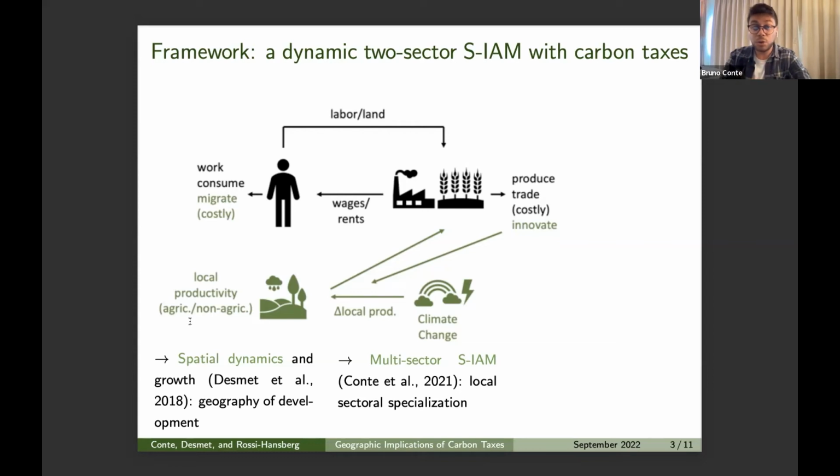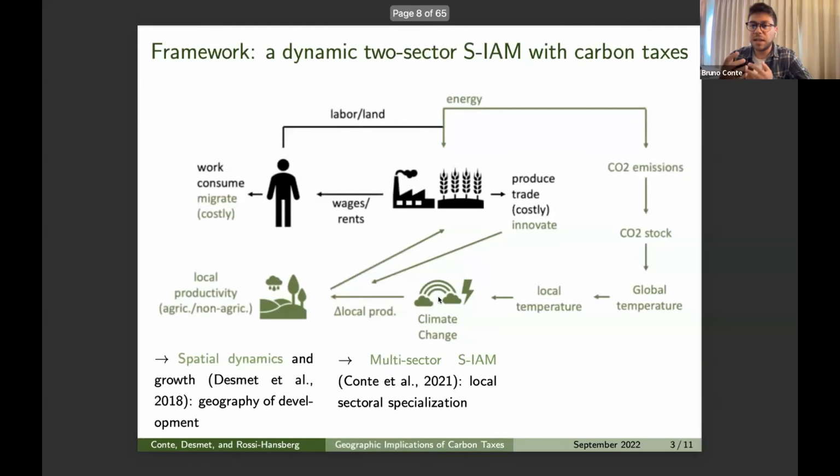And we allow the productivities in each of these sectors to be differently affected, either positively or negatively, by climate change, which here is going to be global warming. And the part that makes the model an integrated assessment model is that we also model this feedback loop between economic activity and the climate, as follows.